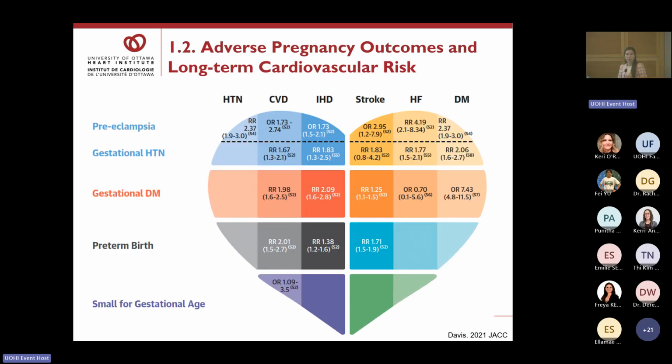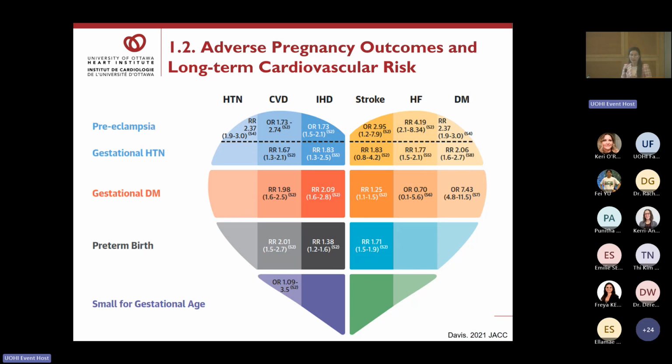Now I want to take a moment to talk about adverse pregnancy outcomes, or APOs, and how they impact cardiovascular health. I think this is something that every cardiologist should be well versed in, because virtually every subspecialty will see the complications of these conditions. So what do we mean by APOs? APOs include everything listed over here. These are adverse reproductive events such as preeclampsia, gestational hypertension, gestational diabetes, preterm birth, and small for gestational age.